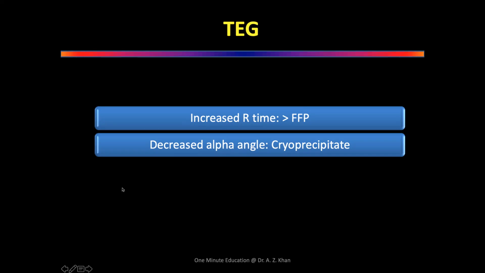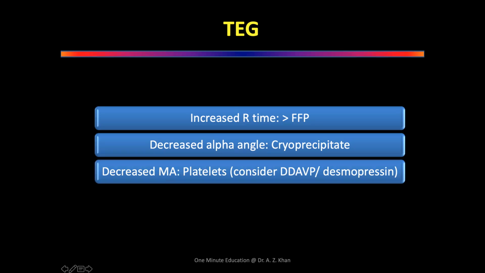If the maximum amplitude is decreased, what are you going to do? This is an MCQ, by the way. Again, platelets. And what else do you have? Any other option? One is platelets, and the other one is the drug desmopressin. So you can give platelets or you can give desmopressin, which is DDAVP.